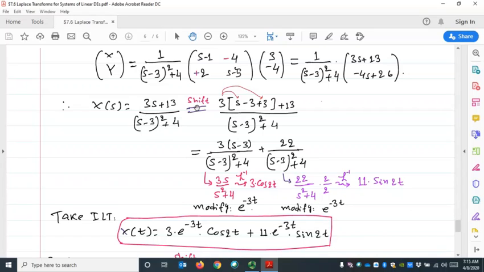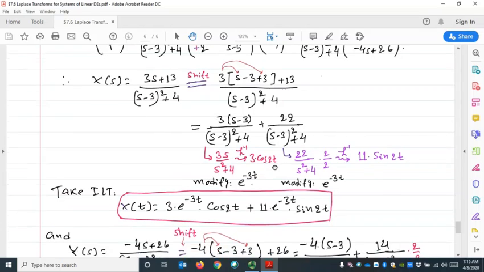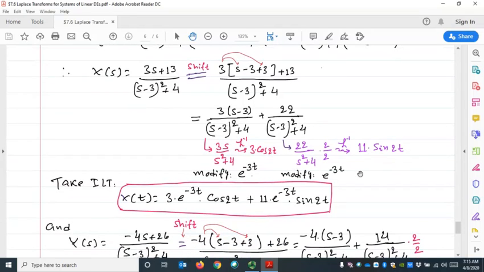Great. So capital X equals 3s plus 13 over s minus 3 squared plus 4. Now put the shift in the numerator. The shift is 3 here, so s minus 3 plus 3, plus 13 over the same denominator. Then in the next line, multiply this 3: make one group 3 times s minus 3 over the same denominator, plus 3 times 3 is 9, 9 plus 13 is 22 over the same denominator. And then let's compute the inverse.